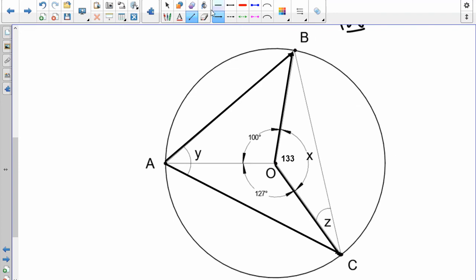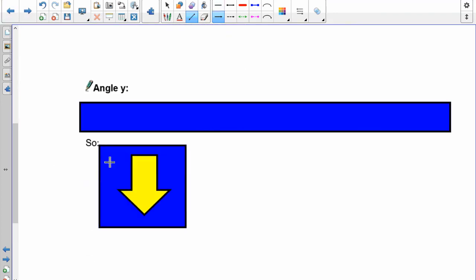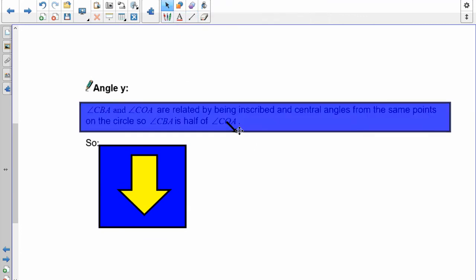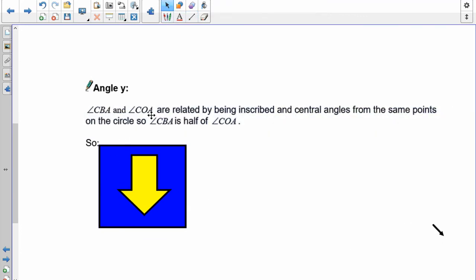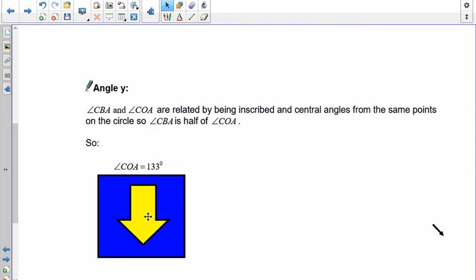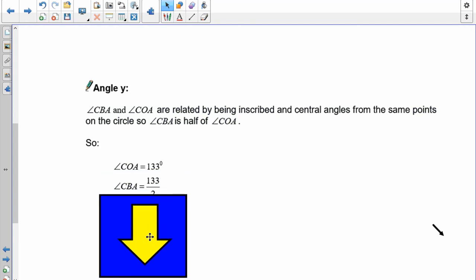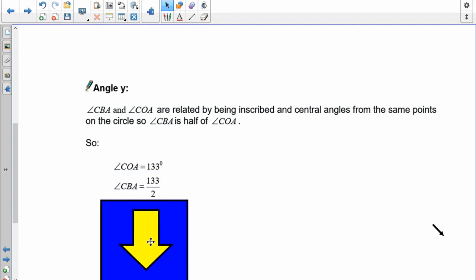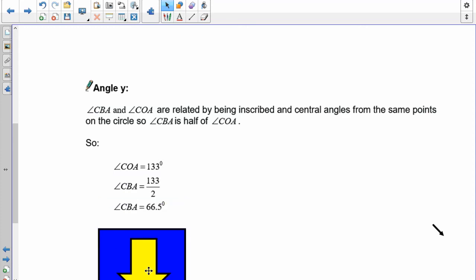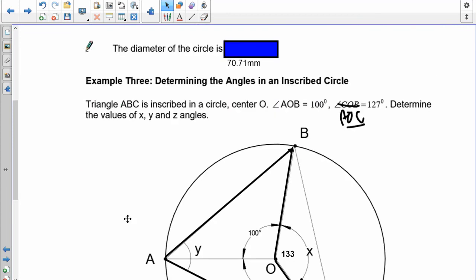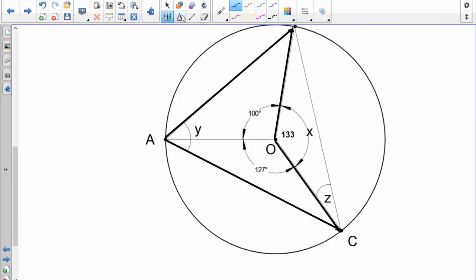Okay, so let's go to the next page where there's information there. It says here that CBA and COA are related by being inscribed in central angles from the same points. So CBA is half of COA. So we have COA is 133. CBA is 133 divided by 2, which means that CBA is 66.5 degrees. So if I go out here, I know that y right here equals 66.5.